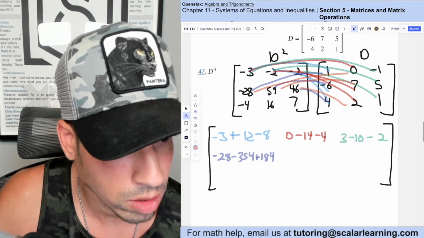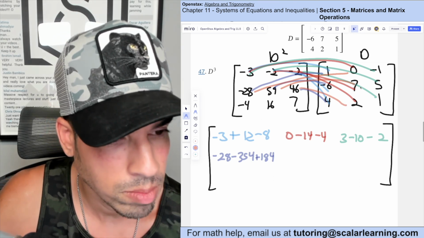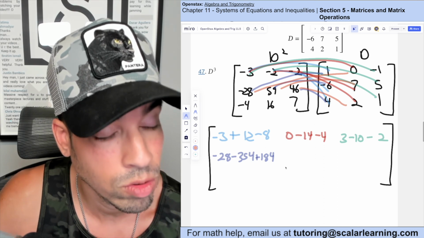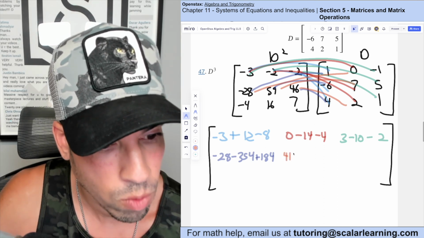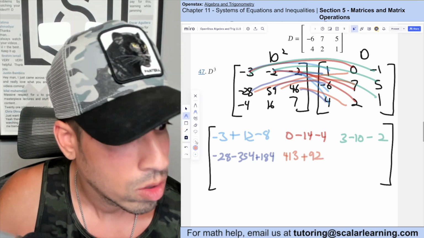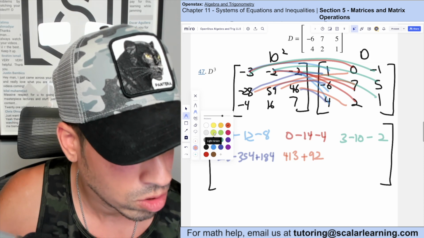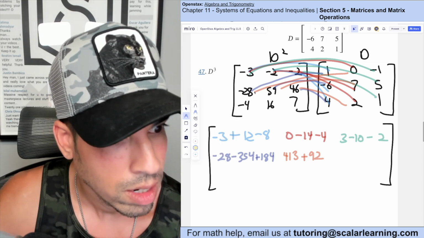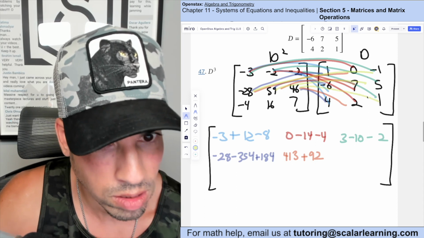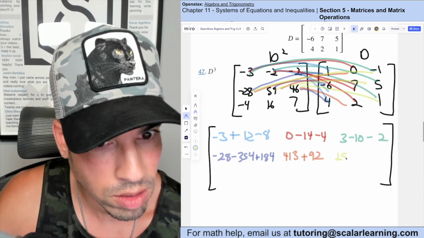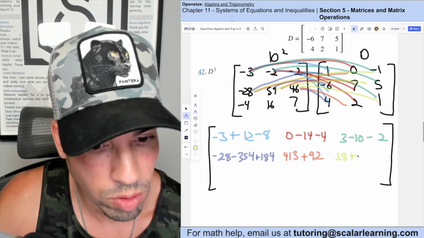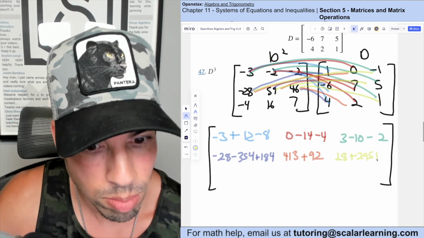So the 0 I'm not going to include. 59 times 7, what is that? 350 plus 63. 350 plus 63 is 413, right? 413, and then 2 times 46 is 92. Okay, and then let's go light green. And then we got negative 28 times negative 1, 59 times 5, 46 times 1. So that's positive 28 plus 5 times 59, that's 250 plus 45 is 295, and then plus 46.